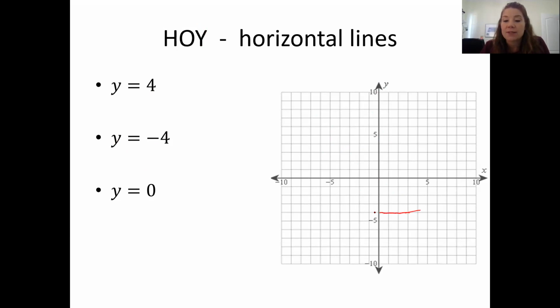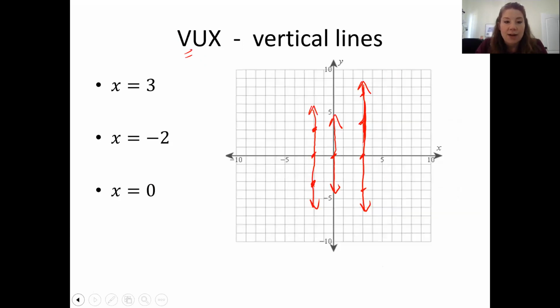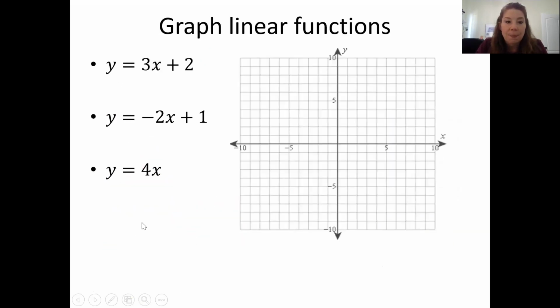Whoops, I just erased everything on accident. And then what about when y equals 0? Well, here's the y axis, right? And y equals 0 right here. And since it's y equals, we know it's a horizontal line. And y equals 0 is actually the x axis. All right, so let's go back to graphing linear equations.